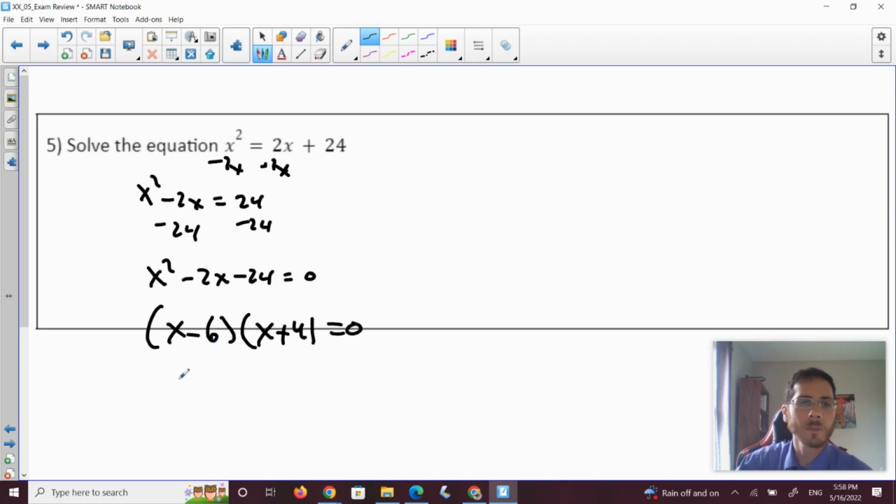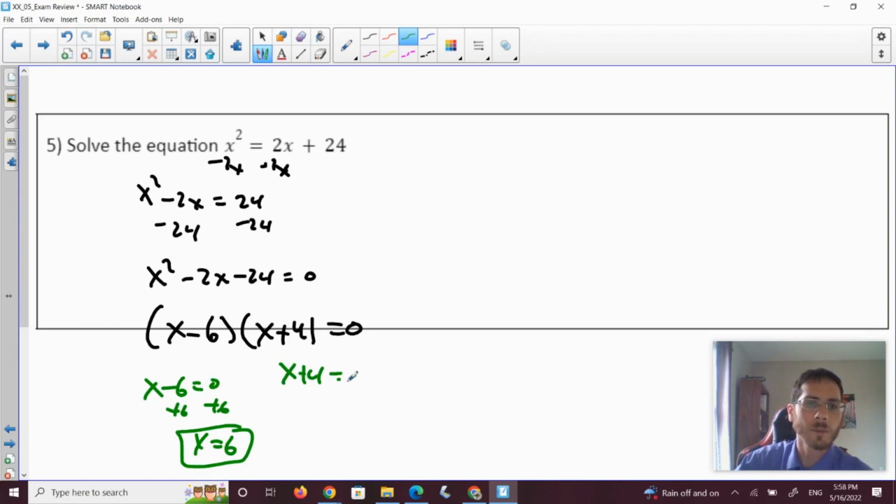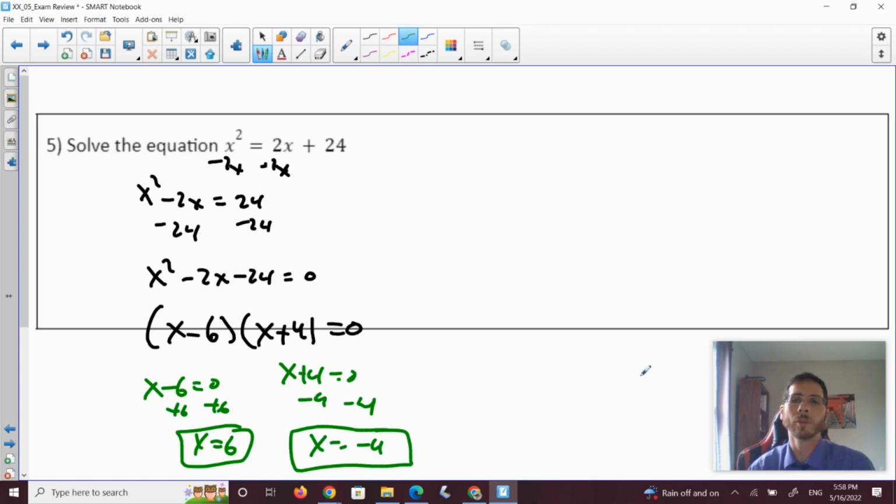negative 6 and 4. So using the zero product property, x minus 6 equals 0. X is 6. X, that should be plus 4. So that's good. Okay, x plus 4 is 0. So minus 4 both sides. X equals negative 4. And again, we did this when we solved for our domains. I mean, we did that in question 1. So just kind of like an easier version of question 1.